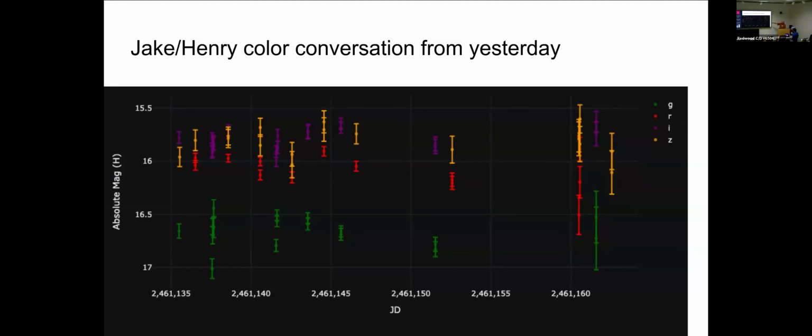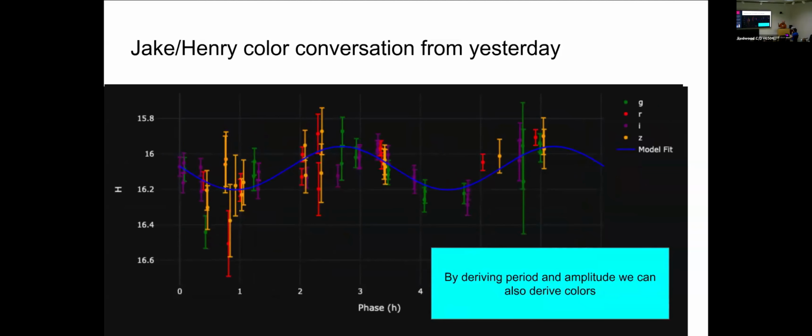But in SNAPS, if I have 50 or more observations, which for many DP2 objects we don't, but in this case we do for an LSST object, we're able to compress that data and phase it, and we solve for the period, the amplitude, and the color all simultaneously. So this is now phase in hours. I covered up the rest of it.